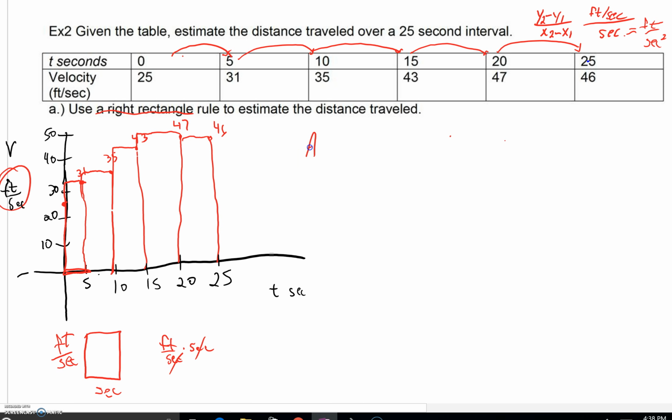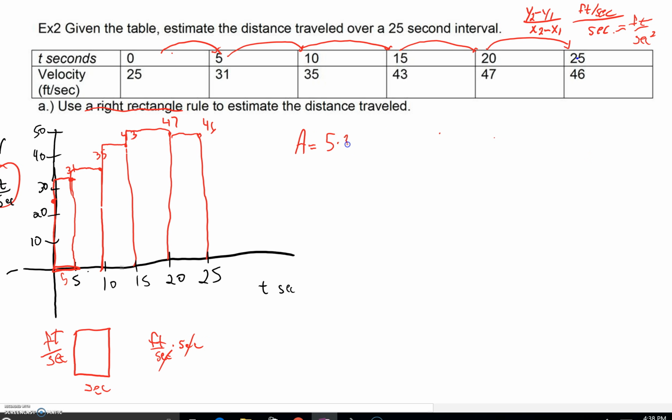Well, to find that area, you're going to notice that each of these bases is 5, and you can say 5 times, well, your first height is 31, your next height is 35, and that's why these numbers can be very helpful. Your next height can be 43, then 47, and then finally 46.